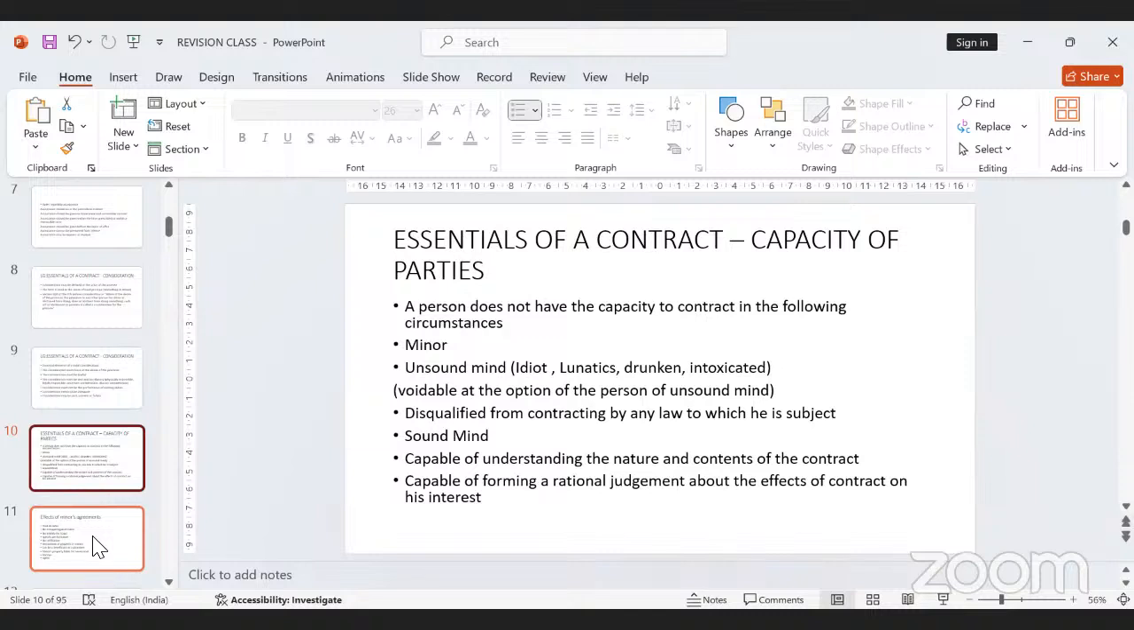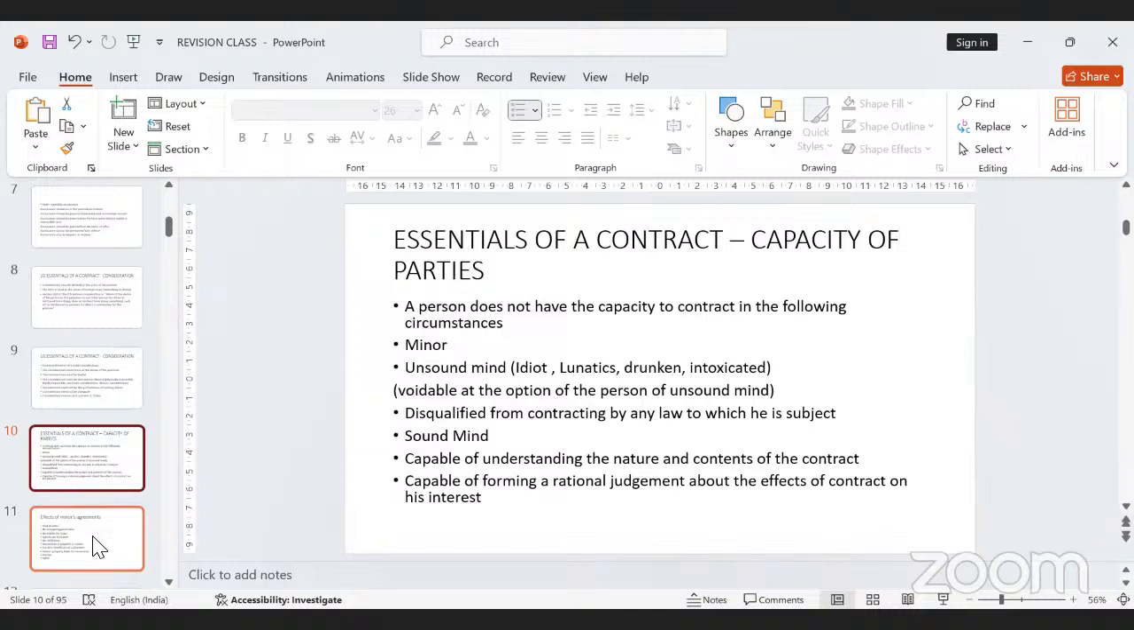So if you know that a person is in an intoxicated state, you do not enter into a contract with that person. If you do so, then it will be a void contract. Similarly, there are two more categories of people which, according to law, do not have a sound mind. One is idiot, and the other one is lunatics.